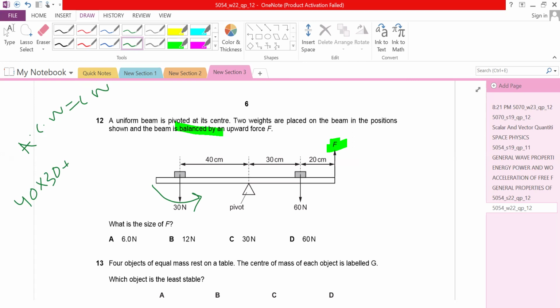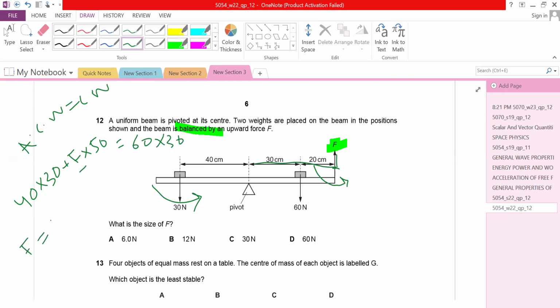Now this 60 and this force and this 50 centimeter. It will also go along the pivot. So it would be F into 50. 20 plus 30, 50 centimeters, equals 60 into 30. Now you can easily calculate F.